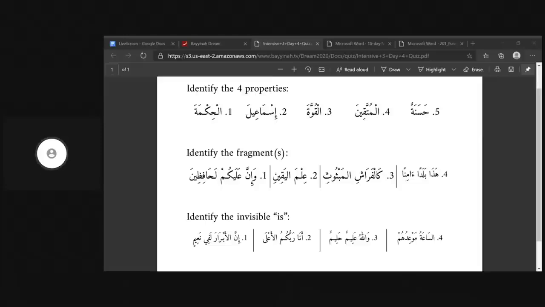Okay, we'll do one invisible "is" example. We'll do the first one.